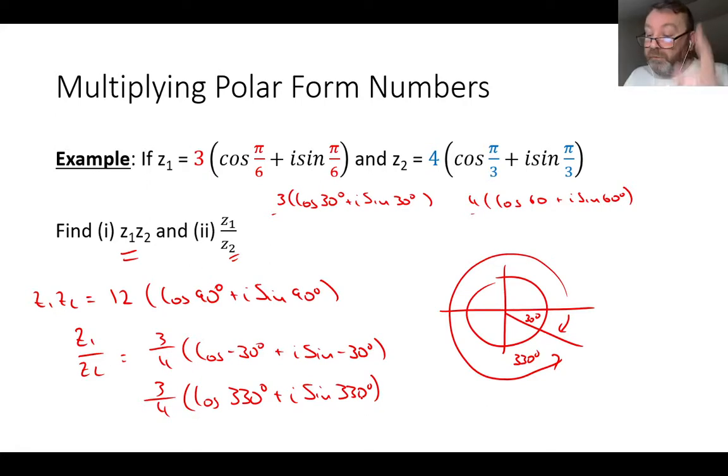So for multiplication of two complex numbers, you multiply the moduli and you add the arguments. For the division of two complex numbers, you divide the moduli and you subtract the arguments. Simple as that. Okay.